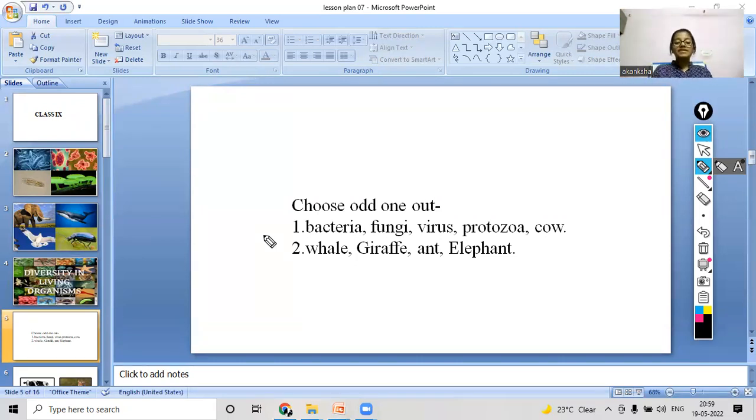Okay, I can see the right responses. Yes, you all answered it correctly. It is cow.